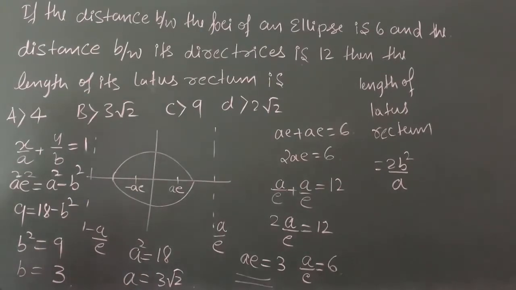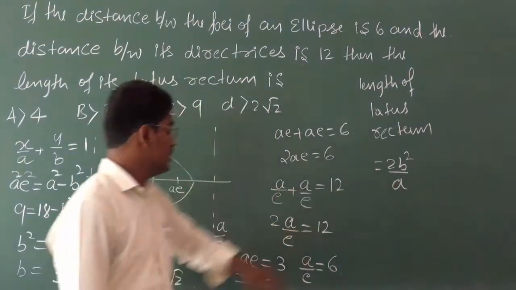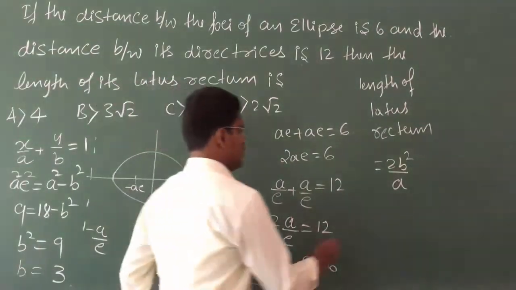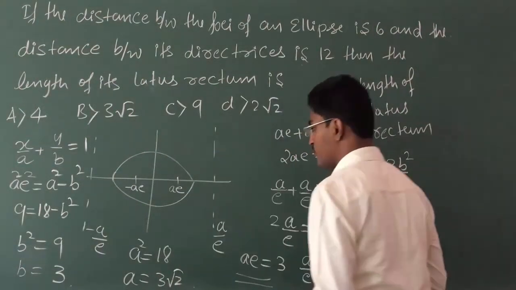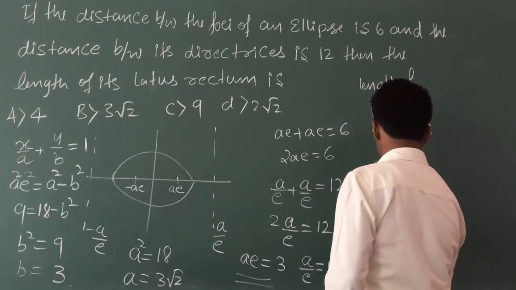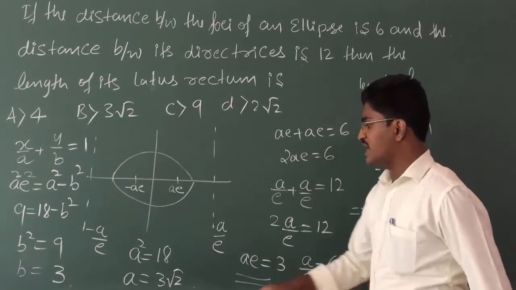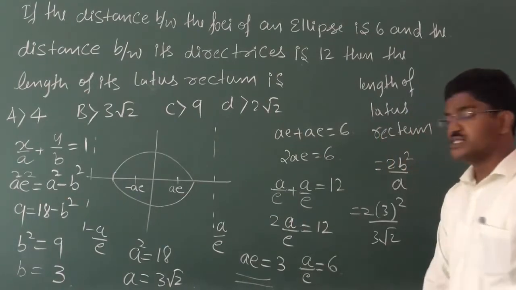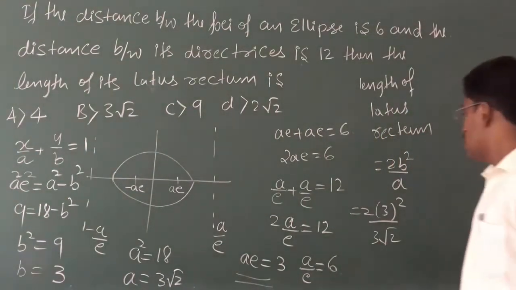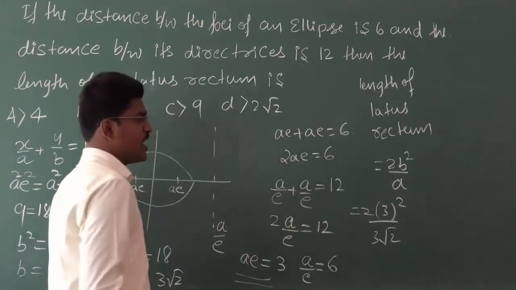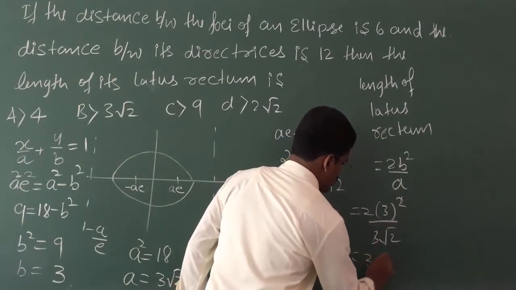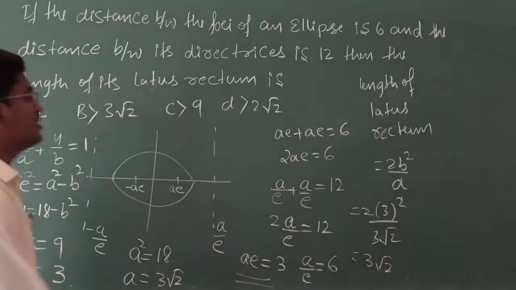Clear? So now use the formula of the latus rectum. Use this B value, use this A value, and you will have your answer. That is 2 times B term, which is 3 square, over A term, which is 3 root 2. After simplifying this, what are you going to have? I can cancel 3 and 3, root 2 and root 2. So 3 root 2 will be your answer.